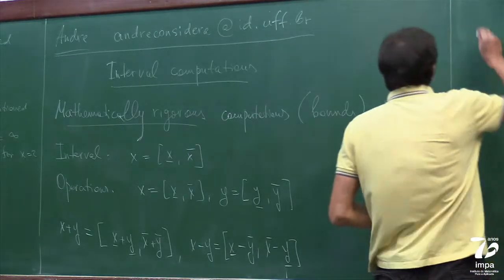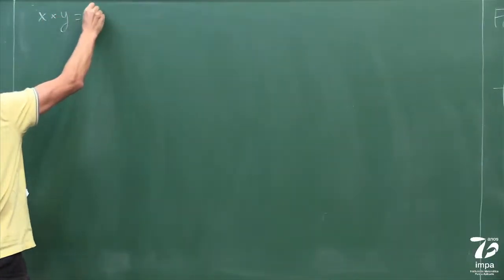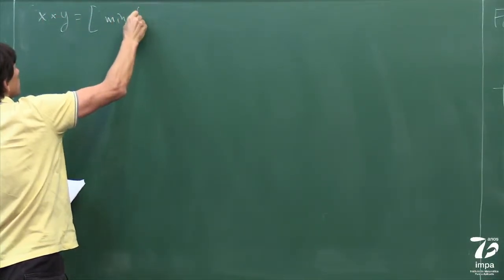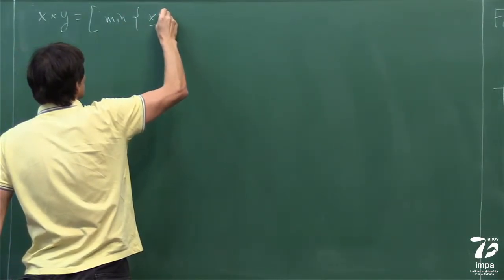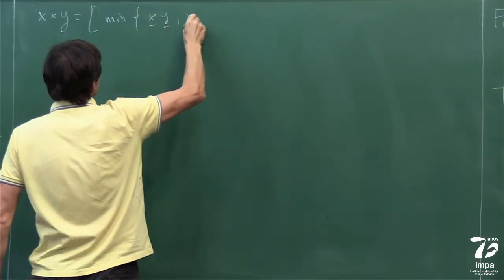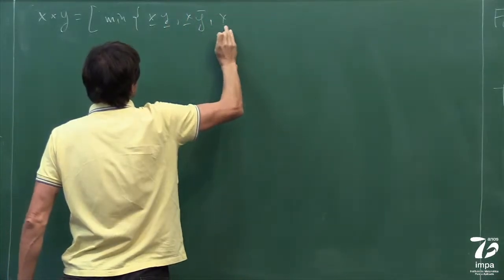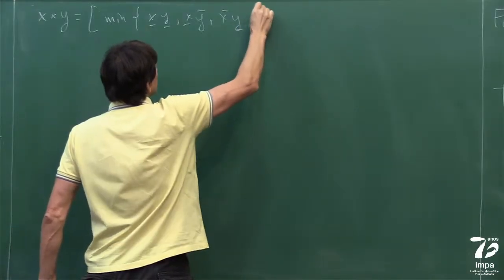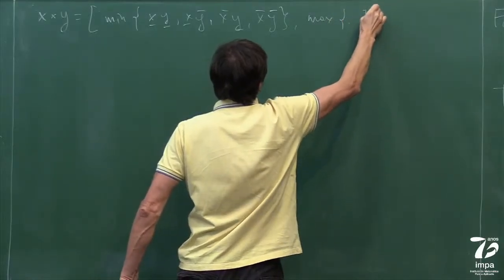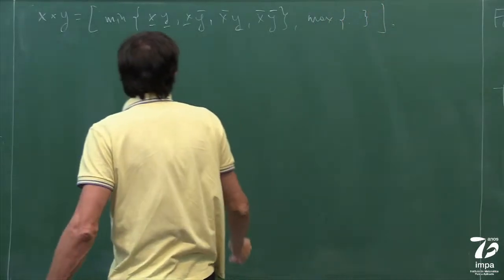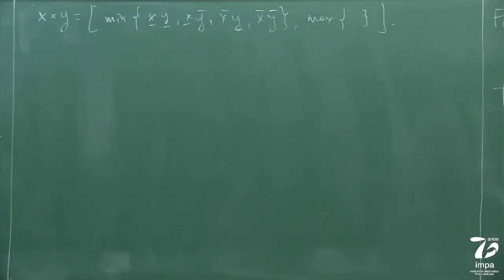The product is very simple. The product of the two will be between the minimum, and here you list all the products that you can have: x, y, x, y, x, y, x, y. And the maximum of the same. So just check that it's true. If you have two intervals, the product will be in the interval between the two limiting points. And then if you want to divide, this is a bit more tricky.